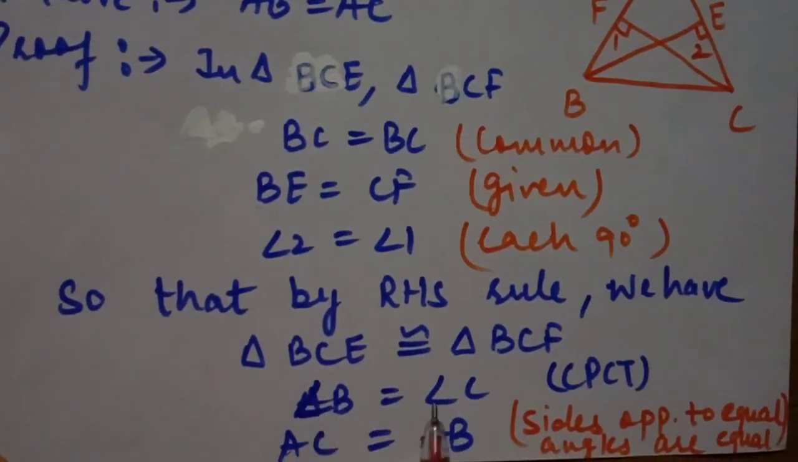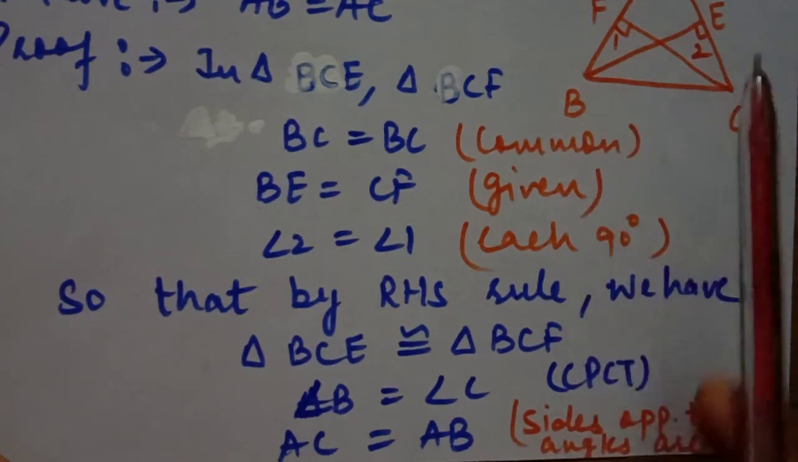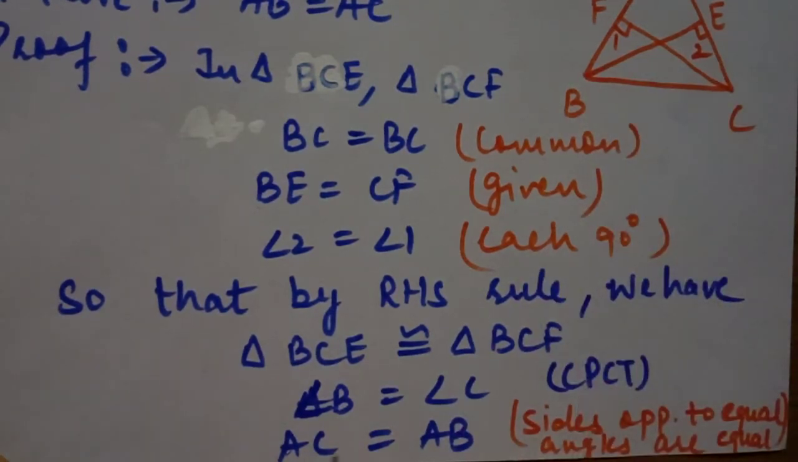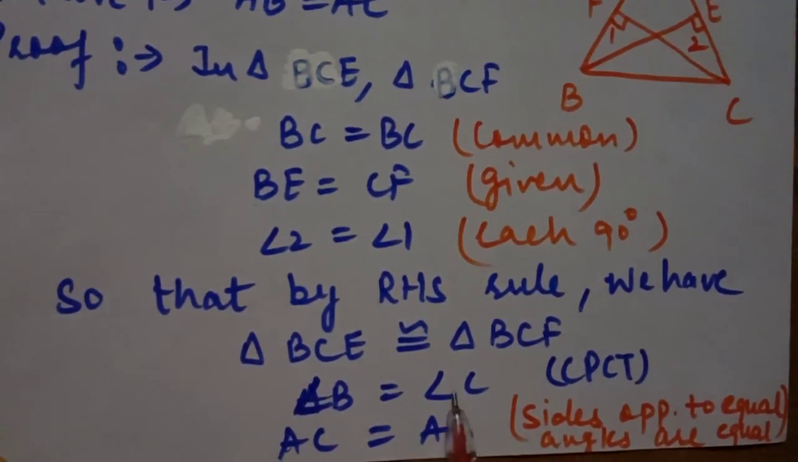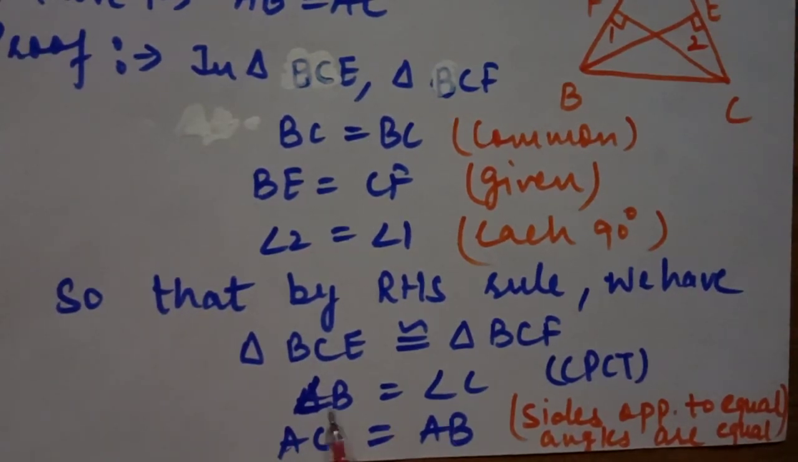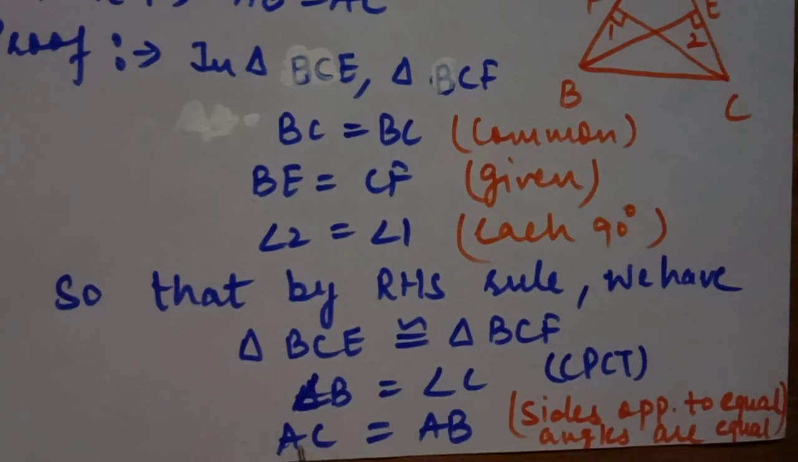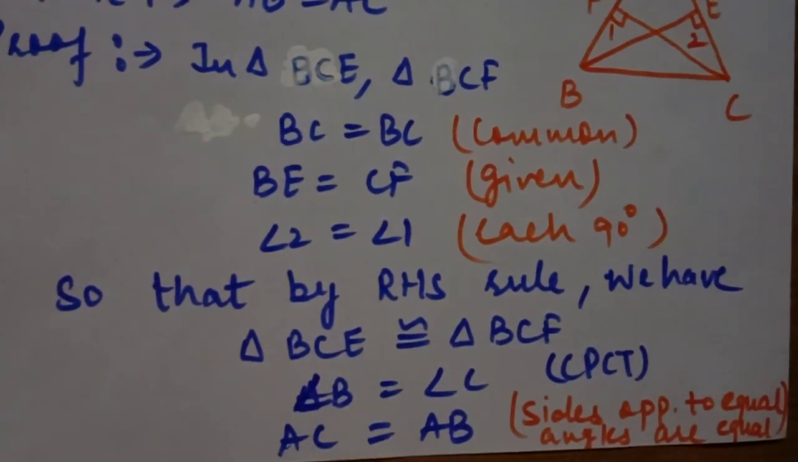So angle B and angle C are equal to each other by CPCT, and AC and AB are also equal to each other, because AC is opposite to angle B and AB is opposite to angle C. Sides opposite to equal angles are equal. If these two angles are equal, then the opposite sides are also equal. So this is our 'to prove', which is already proved now.